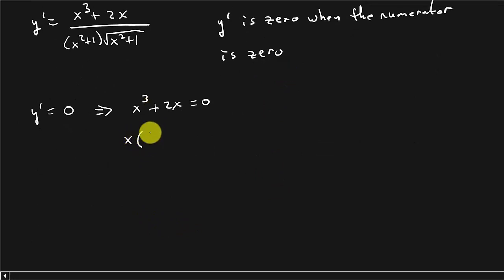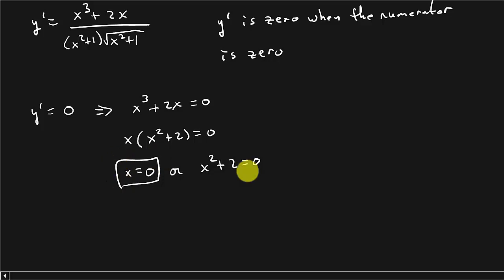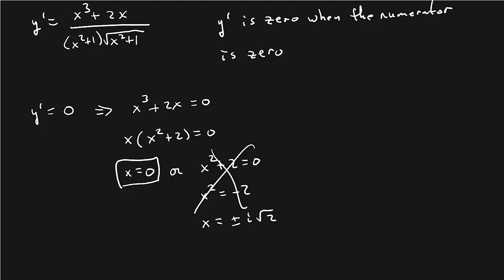So we'll factor out x, and so I'm left with x times x squared plus 2 equals 0. So I get x equals 0, or x squared plus 2 equals 0. We'll talk about this one over here, but I get x equals 0. But look at this one. That one's never going to be 0, is it? Look, if you do x squared equals -2, then you've got x equals what? Plus or minus i square root of 2. That's an imaginary number. This side over here, that'll never be 0. Okay? So the only time that the derivative is going to be 0 is when x is 0.